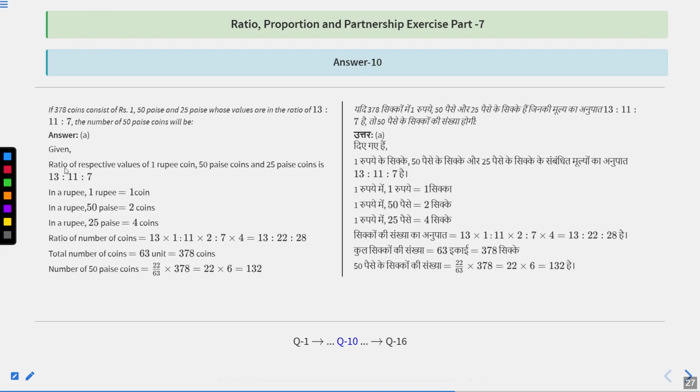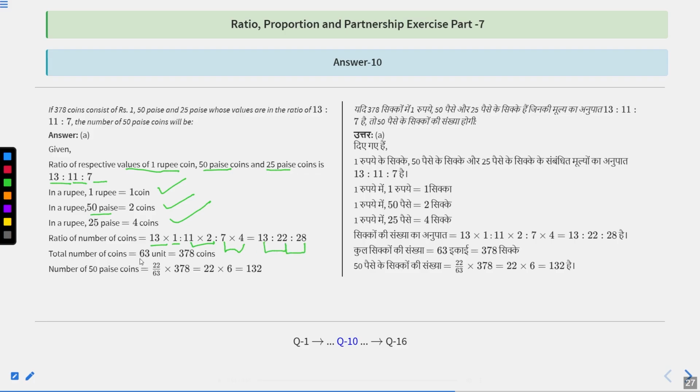Now, the respective values of 1 rupee coin, 50 paise coins and 25 paise coins are in the ratio 13:11:7. So in a rupee, 1 rupee coin is 1. In a rupee, 50 paise coins will be 2. In a rupee, 25 paise coins will be 4. So the ratio of the number of coins would be 13 multiplied by 1, 11 multiplied by 2, 7 multiplied by 4, because these are the values of the coins, which will become 13:22:28.